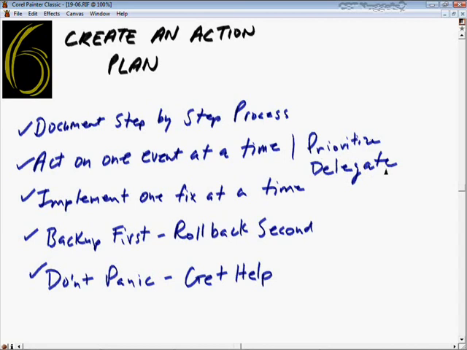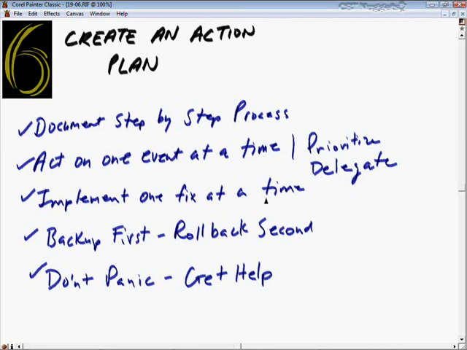And then, once you've identified that action you're going to take, you want to implement one fix at a time, one solution at a time. Do not try to implement 3 or 4 different fixes. Don't throw mud up against the wall, because you want to try one fix. If it doesn't work, you want to try a second fix.